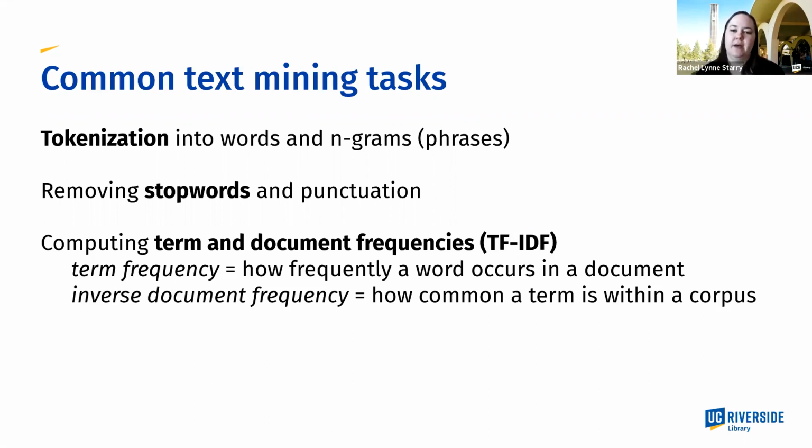Another thing you'll commonly see in this realm of text processing and text mining is computing term and document frequencies, abbreviated TF-IDF. This sounds really fancy, but it's actually a pretty straightforward calculation. Term frequency is just how frequently a word occurs within one document. It's generally expressed as a fraction, a decimal number, representing the raw frequency of that word out of the total word count of the document.